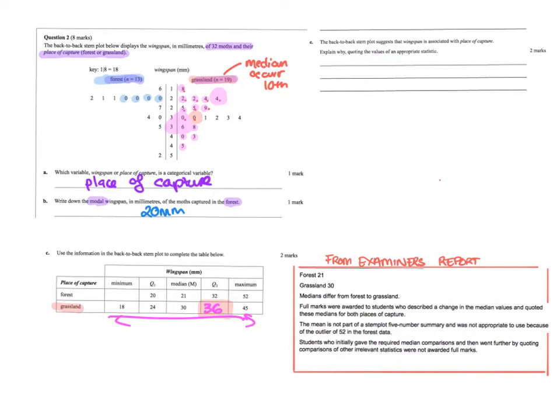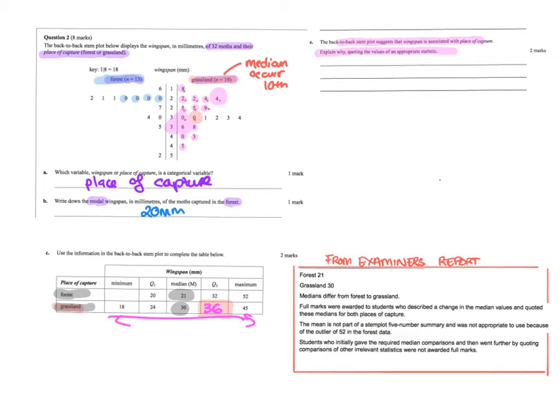Okay, the back-to-back stem plot suggests that the wingspan is associated with place of capture. Explain why, quoting appropriate statistics. So this is where you need to look. They reckon it's associated. So I've looked down here. Go for the median first. It's easy to compare the median. So if I go here, can you see forest is 21 and grassland is 30.